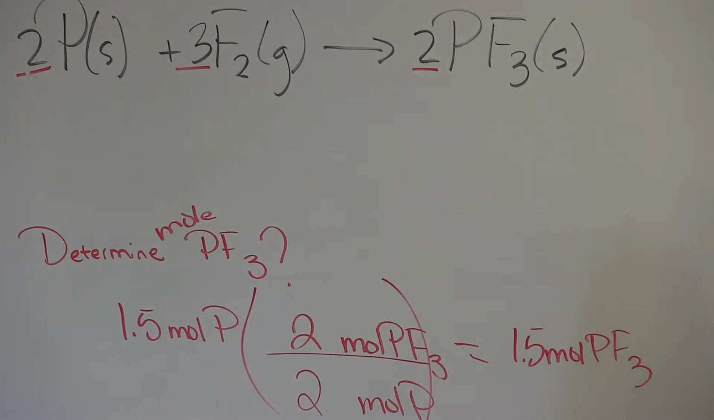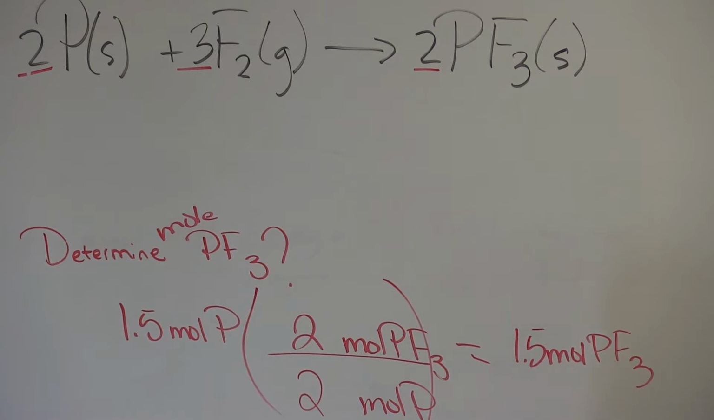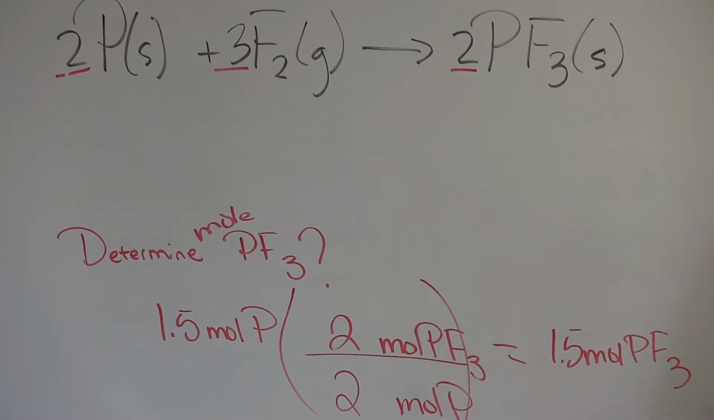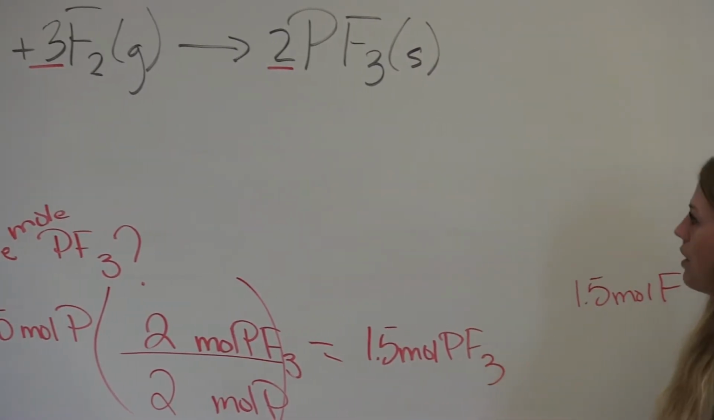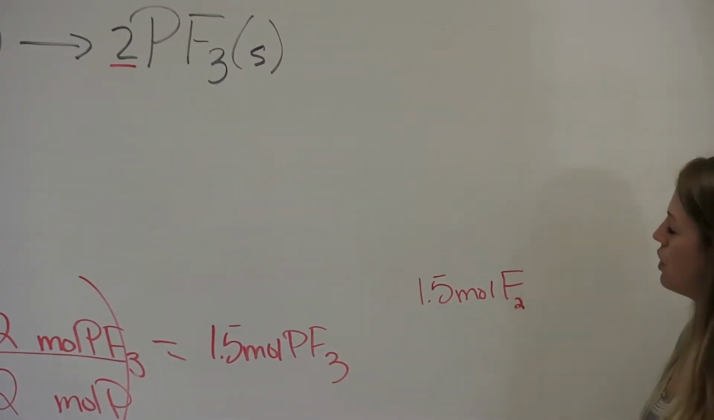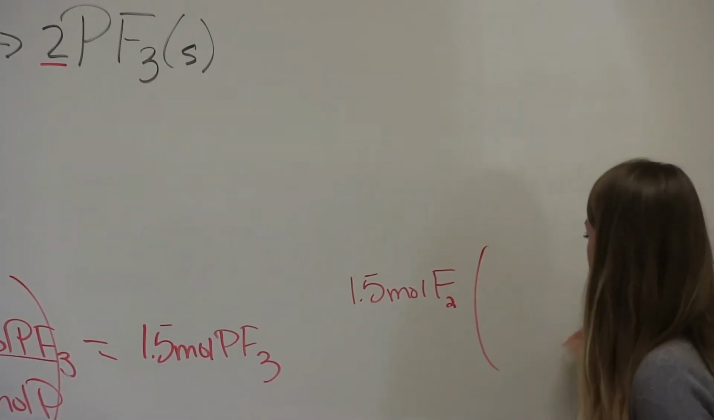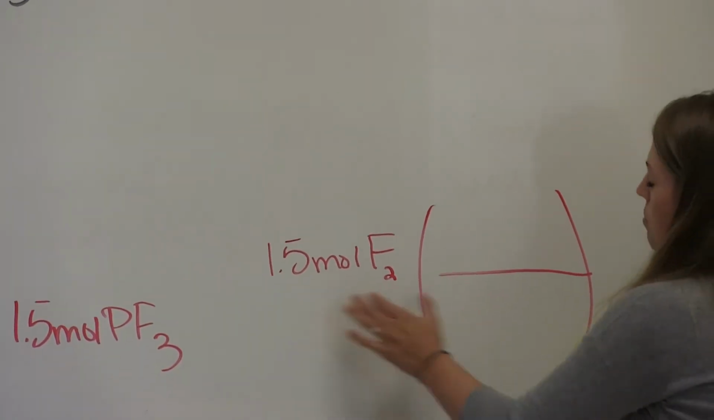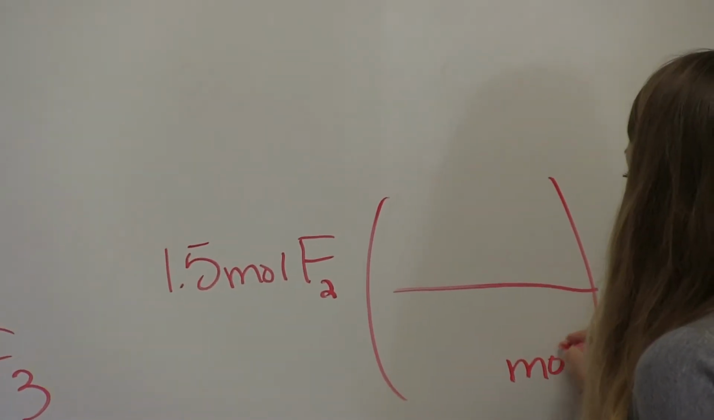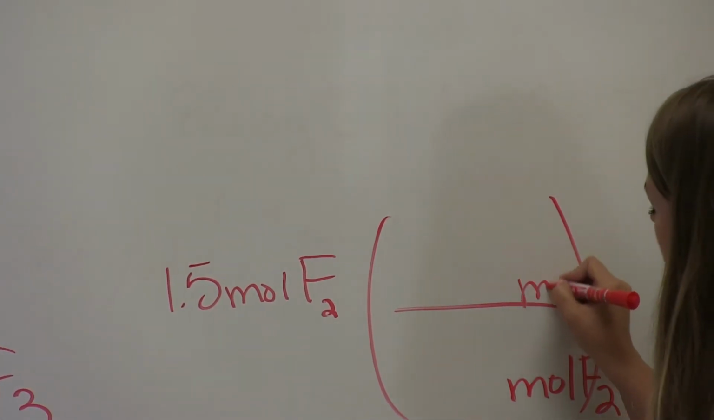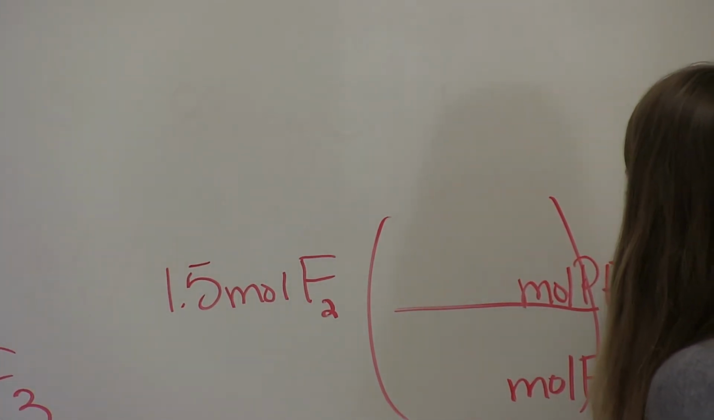Let's say we want to know how many moles of phosphorus trifluoride are made if we start with 1.5 moles of fluorine. So we're going to do the relationship with the other reactant. Same thing again, we're already in moles, so we can go directly into our mole ratio. So moles of F2 needs to go on the bottom, and what we want goes on the top, so moles of PF3.